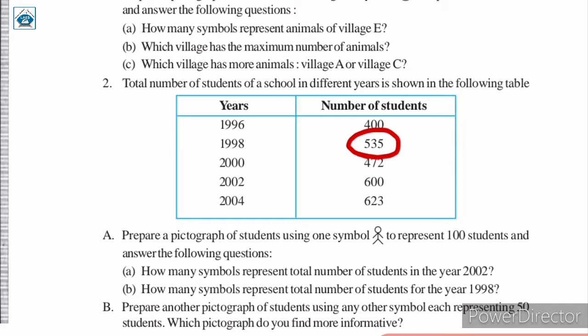We will round off 535 to the nearest 50. 535 को nearest 50 में round off करेंगे. Then we will get 535 as 550. If it was 595, then we would have rounded it off to 600. Since we are given 535, we will round it off to 550.